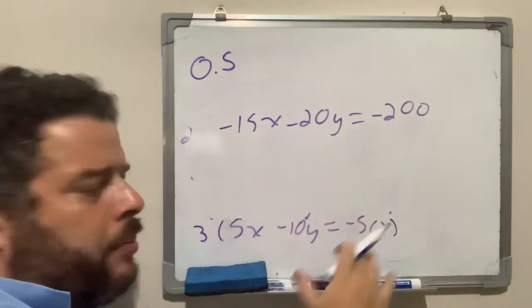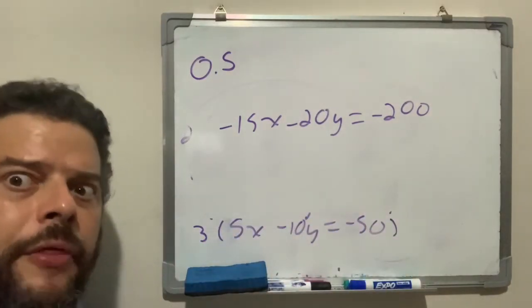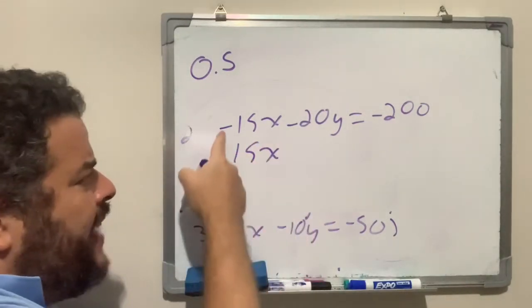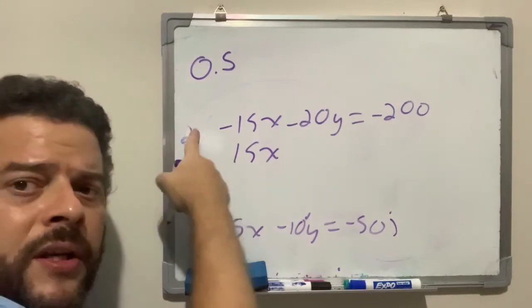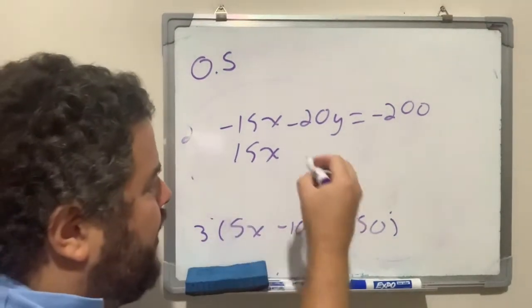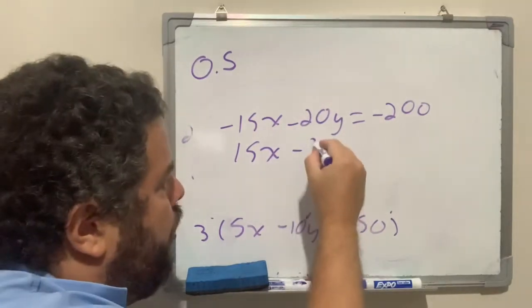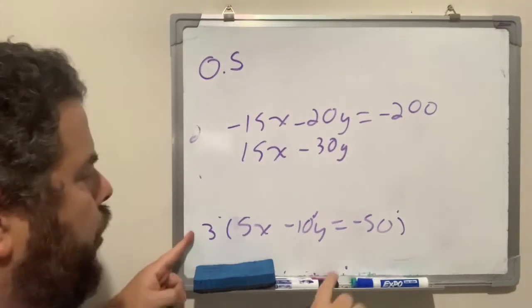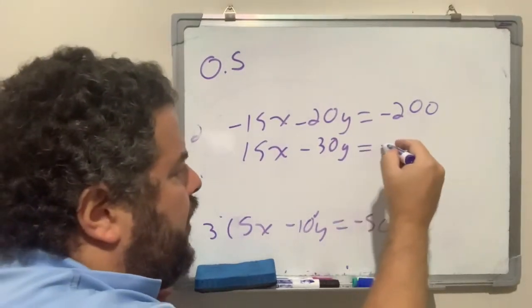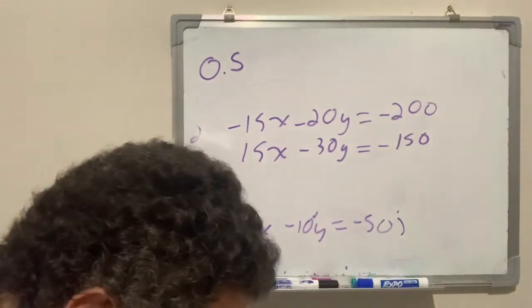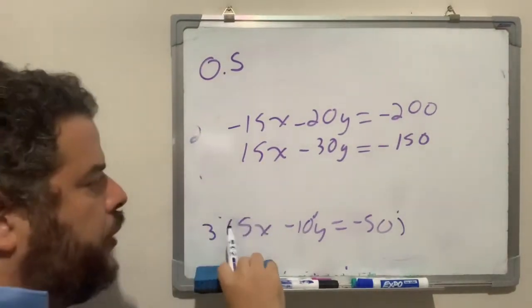Now I'm going to multiply the bottom equation by the number 3. 3 times 5 is 15x. Note, I have the exact same number, only of opposite signs. That's what you want. 3 times negative 10 is negative 30y. And 3 times negative 50 is negative 150. Let me confirm. Absolutely correct.